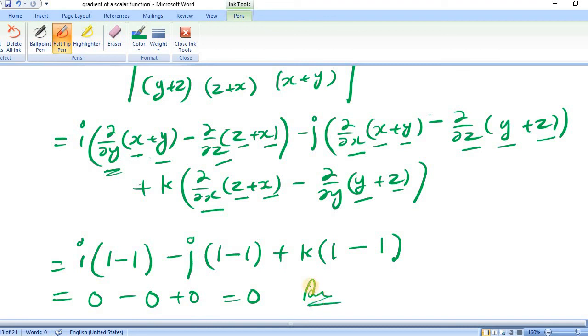I hope you have understood the concepts of all the three: gradient, divergence, and curl. And in the upcoming lessons, we will be talking about the theorems: Stokes' theorem, Green's theorem, and Gauss's theorem.